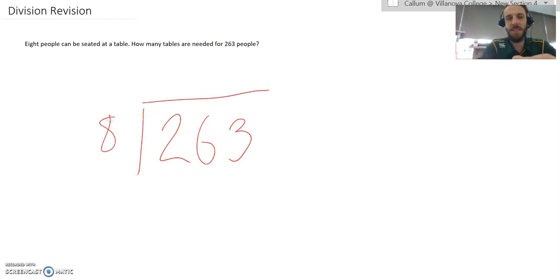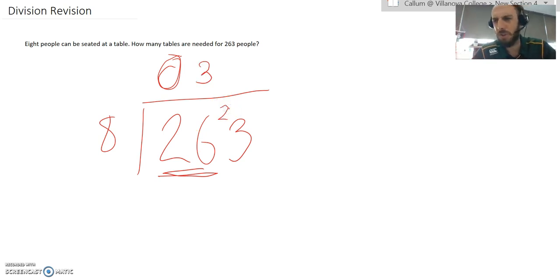So once you've done that, that is really the hard bit because now we're just going through and dividing. So we're going to start with our 2s. 8 will not go into 2. So we're going to put a 0 up here. Then we look at our whole number. We've got 26 10s now that we're trying to divide by 8. 8 will go into 26 3 times, which is 24, which means we've got 2 remainders.